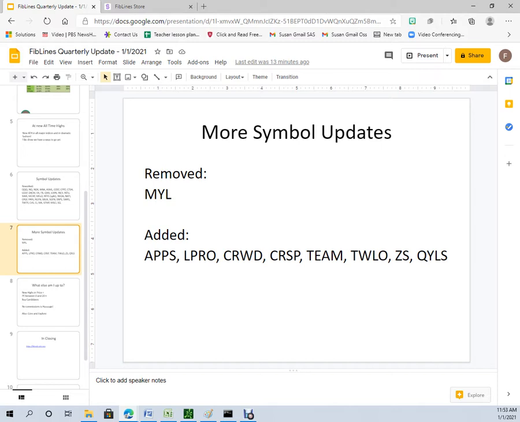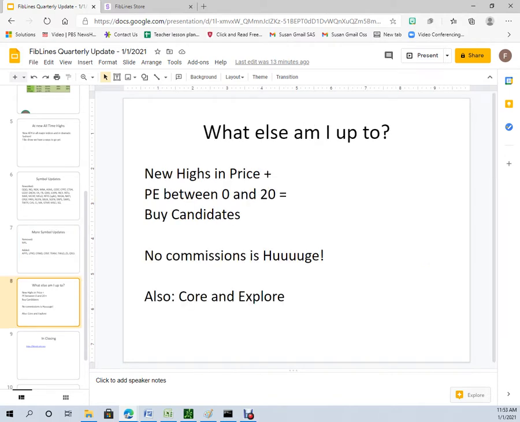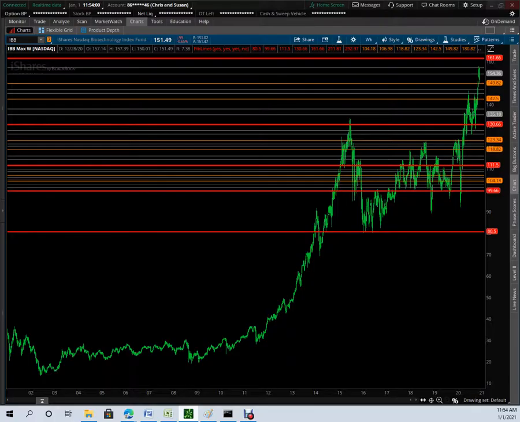No time to talk about them. What else am I up to? Basically, this is a kind of formula for investing I've been looking at. You get a new all-time high in price and a PE between 0 and 20. You get a list of buy candidates that you can now go through, pick out quality companies, and add to them incrementally. You don't have to buy all in one shot because there's no commissions. So I'm giving an example of how this is done.